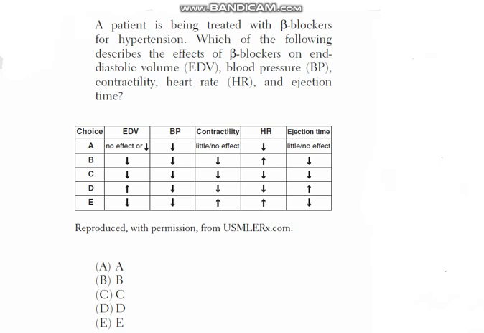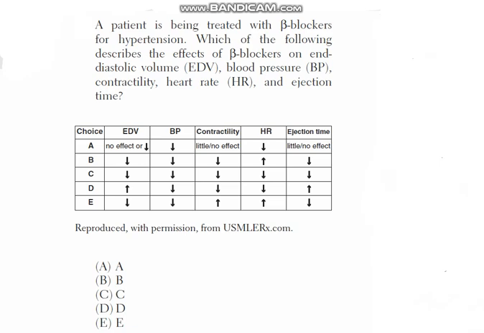A patient is being treated with the beta blocker for hypertension. Which of the following describes the effect of beta blocker on end diastolic volume, blood pressure, contractility, heart rate, and ejection time? So first option, no effect, blood pressure decrease, contractility no effect, heart rate decrease, ejection fraction no effect.